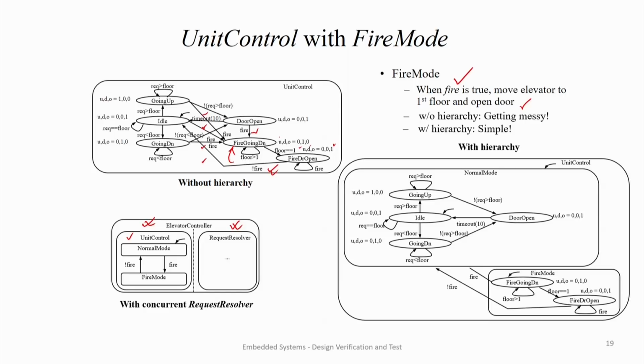Within unit control, you again have this normal mode and fire mode. So, normal mode and fire mode is an OR decomposition of unit control, and you can say that unit control and request resolver is an AND decomposition of the elevator controller, because unit control and request resolver execute concurrently. Within unit control, normal mode and fire mode are OR decomposed.